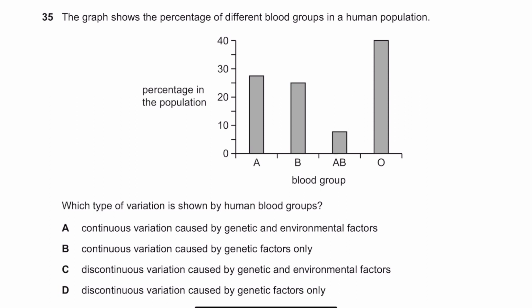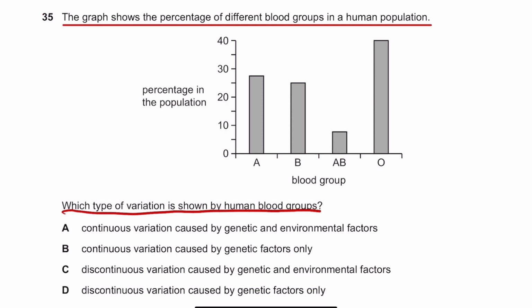Question number 35. The graph shows the percentage of different blood groups in a human population. Which type of variation is shown by human blood groups? So, variation: there are two types of variations, continuous variation and discontinuous variation.